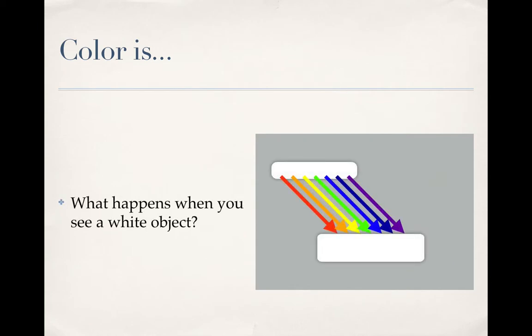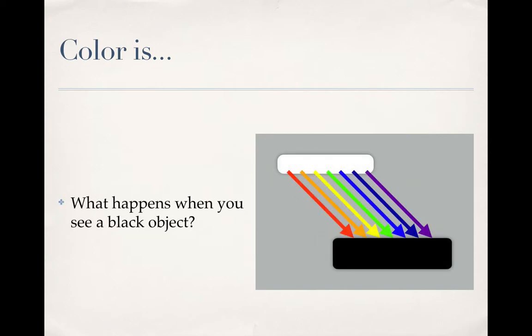With a white object, you have all of those frequencies of light hitting the white object and all of them being returned to your eye, so your eye interprets that as white. With a black object, you end up having all of that light hitting the black object and it all ends up being absorbed. So you're actually seeing the lack of a reflection back to you.